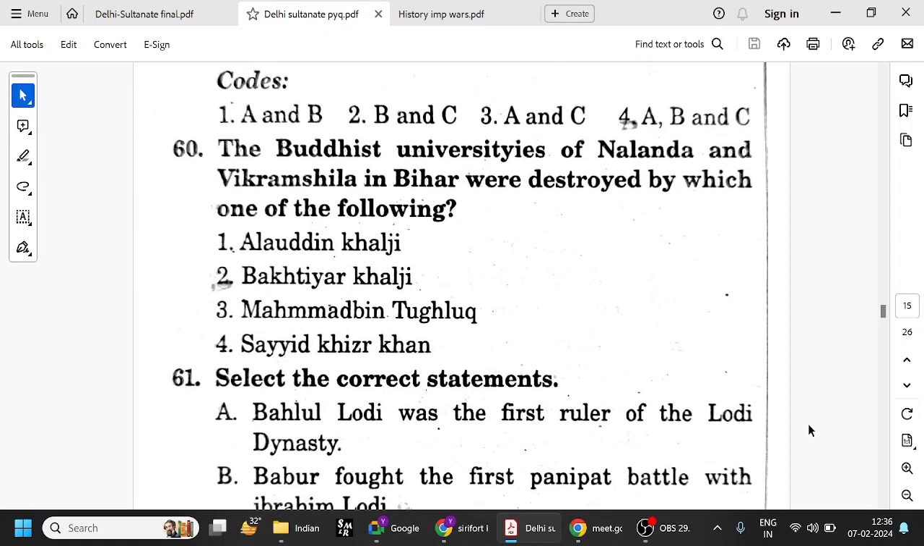The Buddhist university of Nalanda: the first thing that should come to your mind is Kumaragupta of the Gupta dynasty. He was the founder of Nalanda University. The Buddhist universities of Nalanda and Vikramshila in Bihar were destroyed by whom? Bakhtiyar Khilji. Remember that. Bakhtiyar Khilji destroyed Nalanda and Vikramshila.